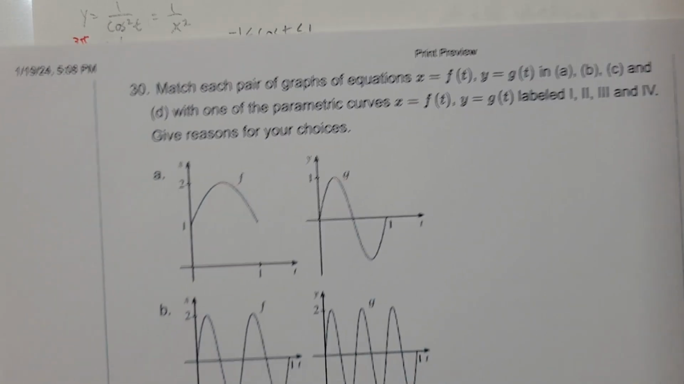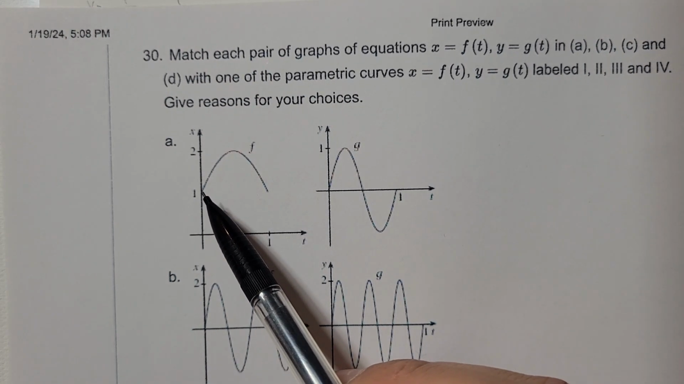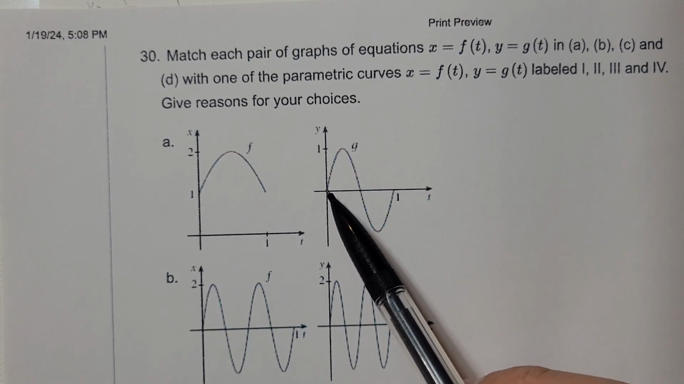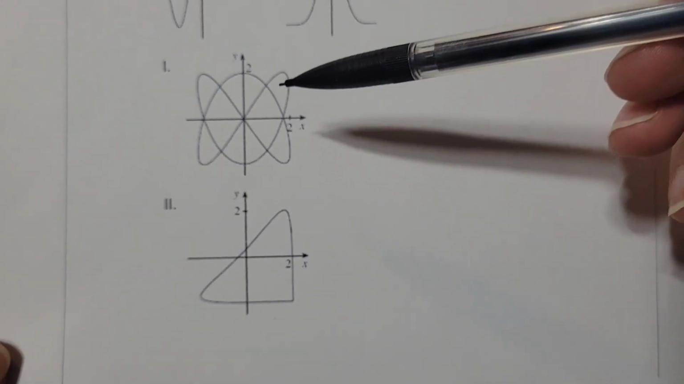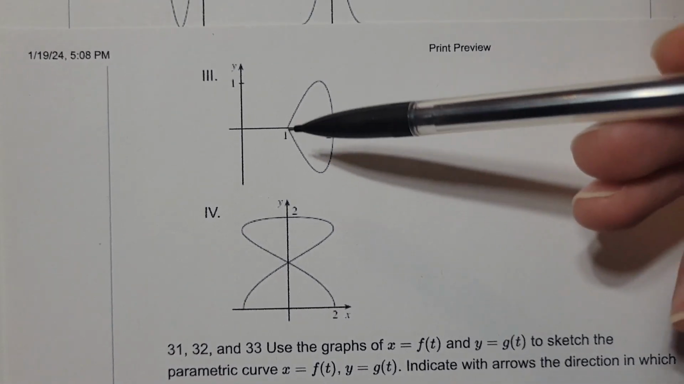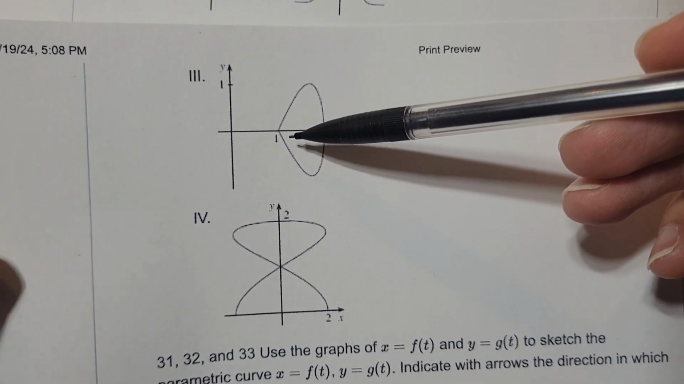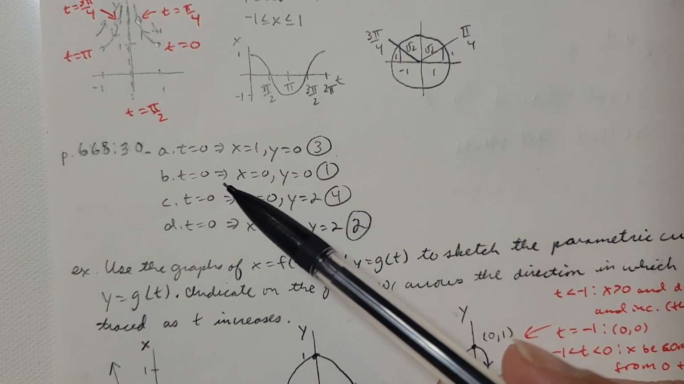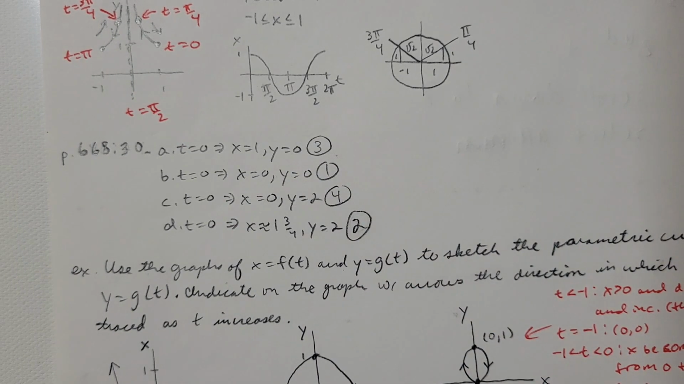Now, if I let t be 0 in A, x is 1, and if t is 0 here, y is 0. So which one of these graphs has the point 1, 0 on it? Well, not that one, not that one. This one has 1, 0. This one does not. So that means that the information in graph A has to go with graph 3, which I've got there.